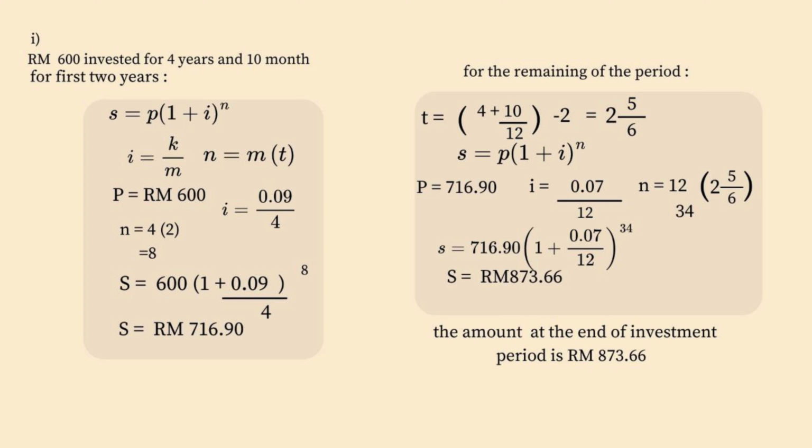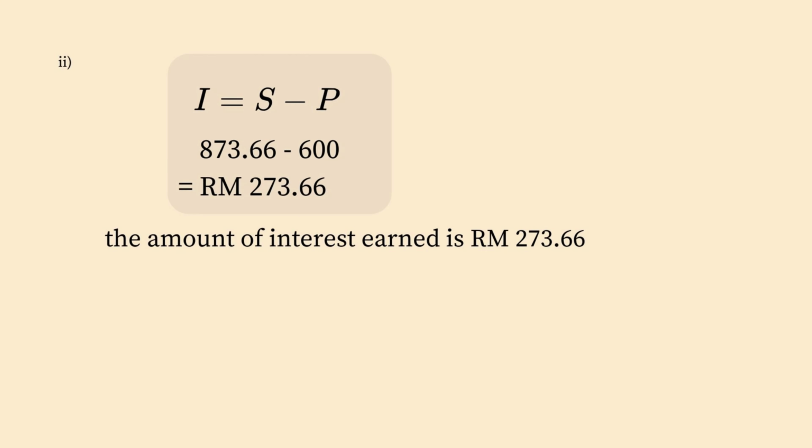So S equals 716.90 in bracket 1 plus 0.07 over 12 power of 34. So S equal to 873.66. We must find the interest. So I equals to S minus P. 873.66 minus 600 equals to 273.66.